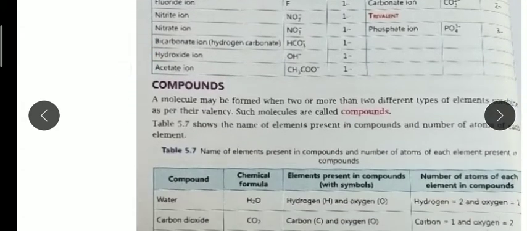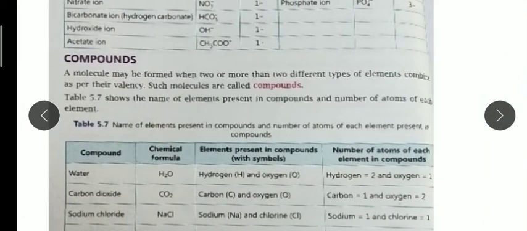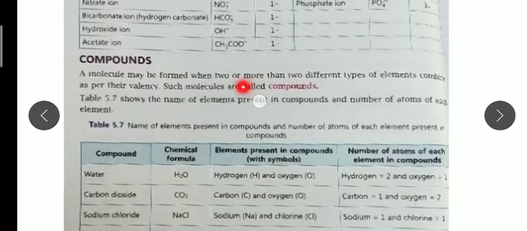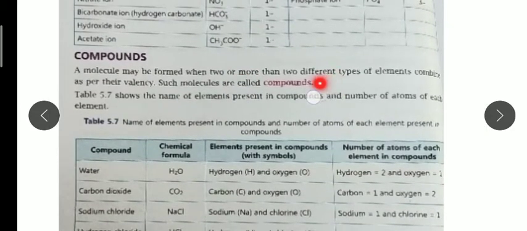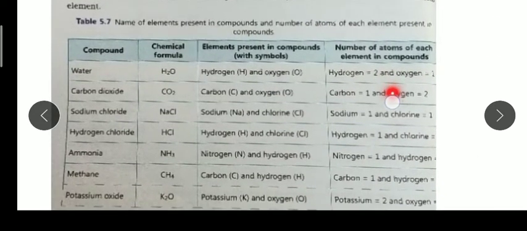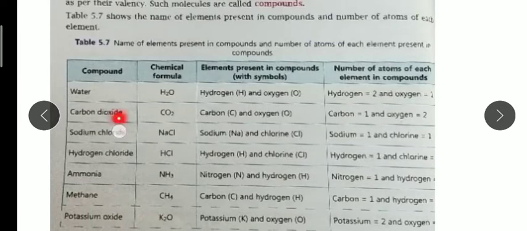Next is compound. We all know how compounds are formed: when two or more different types of elements combine together as per their valency, as per their donation and acceptance of electrons, they are called compounds. Remember, this definition is given: a molecule may be formed when two or more than two types of elements combine as per their valency. This is a compound. In table 5.7 you can see compounds given.